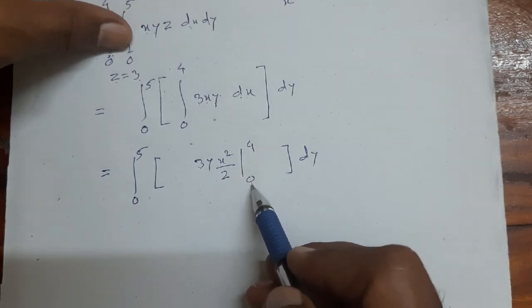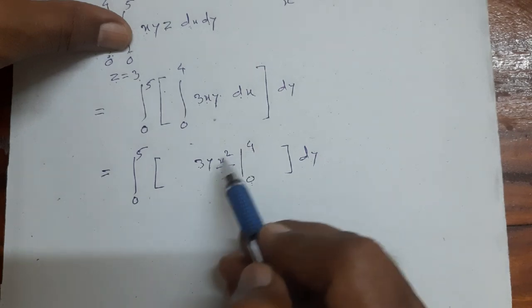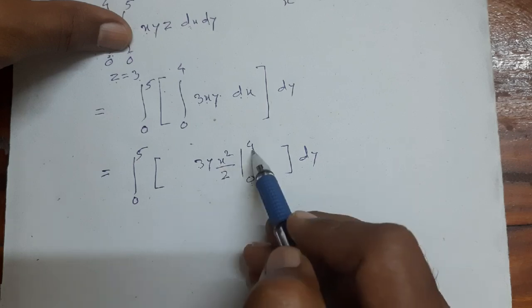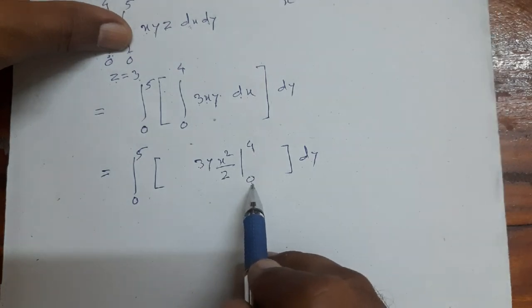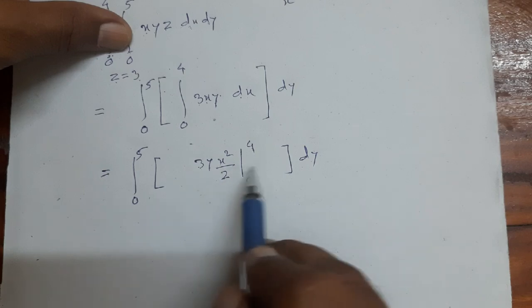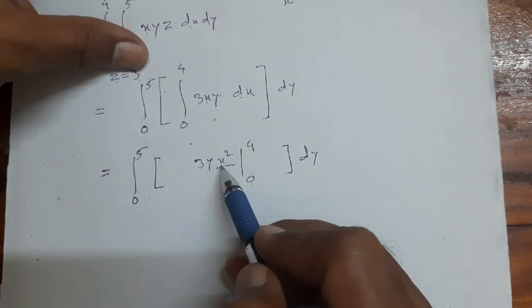Now as the lower limit is 0, it is a bit simple, but if the lower limit is non-zero, then what will we have to do? We will have to substitute the upper limit. Wherever there is x, I will have to substitute 4. Wherever there is x, I will have to substitute the lower limit if it is non-zero, and then I will have to take the subtraction. But in this case, only the upper limit is to be considered.